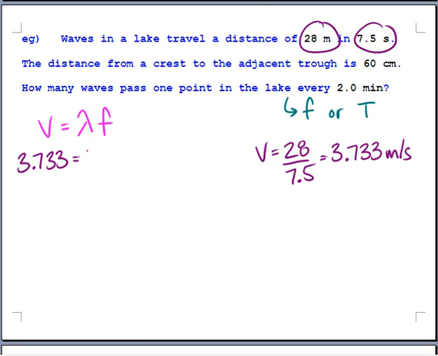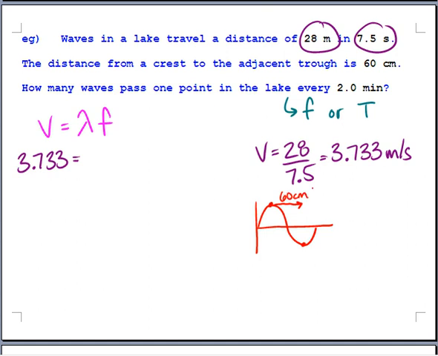Now, the other thing we're going to have to figure out is wavelength. To get your wavelength, let's sketch a little picture. There's a terribly drawn wave, sorry. It is telling you that from a crest to a trough, so from there to there, is 60 centimeters.